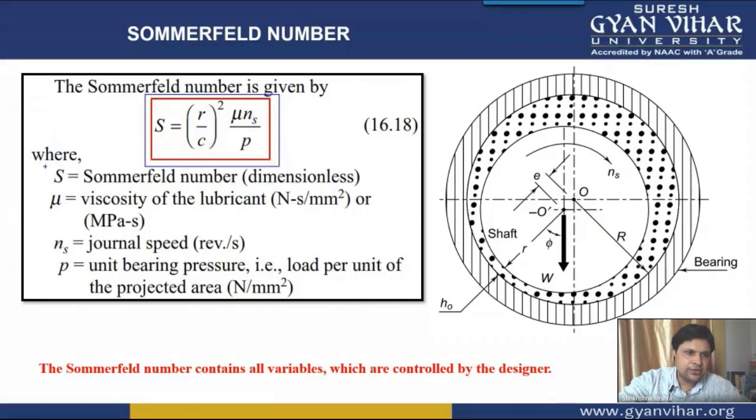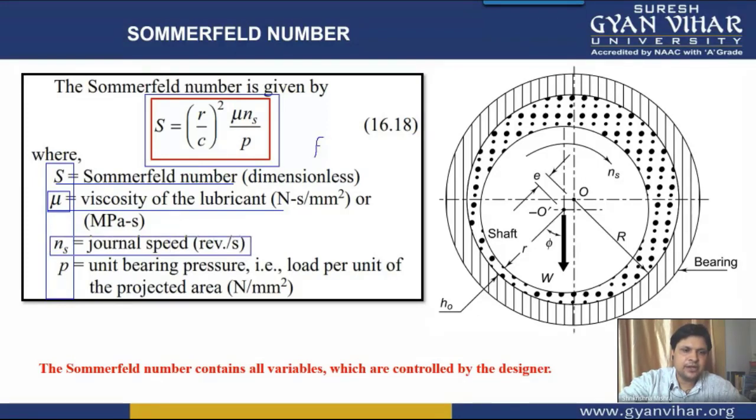In this, all the notations stand for the following. Capital S is your Sommerfeld's number. Mu stands for the viscosity of a lubricant. Always keep in mind we are using mu for the viscosity, and for the coefficient of friction, we will use the alphabet small f. Then the journal speed, which here we are taking in revolutions per second, not in RPM, and we are writing it by the notation small n with subscript s.